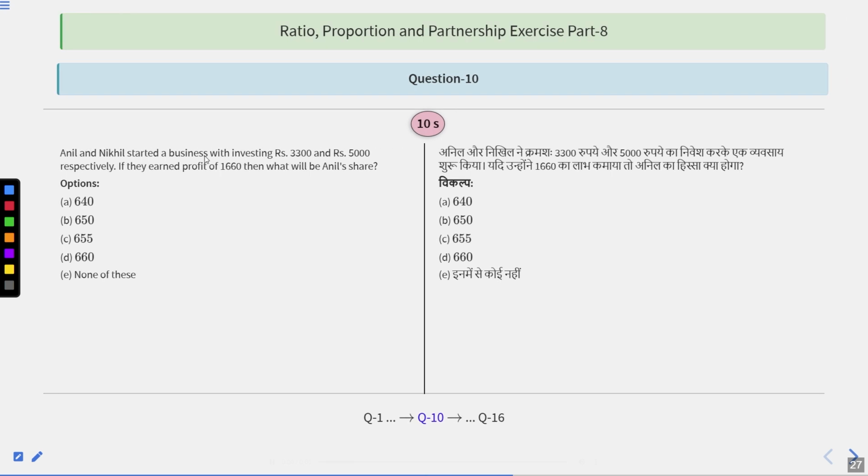Anil and Nikhil started a business by investing 3,300 rupees and 5,000 rupees respectively. If they earn a profit of 1,660, then what will be Anil's share? You have 5 options and 10 seconds to analyze the question. Your time starts now.